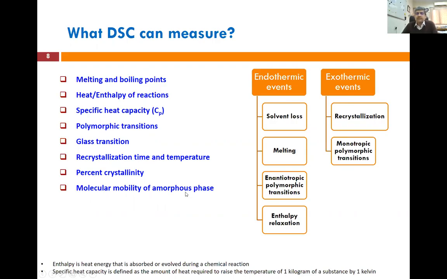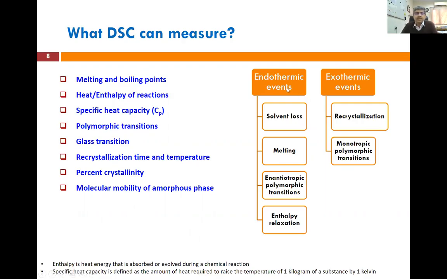There are two types of events that are shown in the DSC: endothermic events and exothermic events. And these can be understood by looking at the direction in which the event happened. Most commonly in the DSCs, the endothermic events are shown as a downward shift in the heating curve, while the exothermic events are shown by an upward shift in the heating curve.